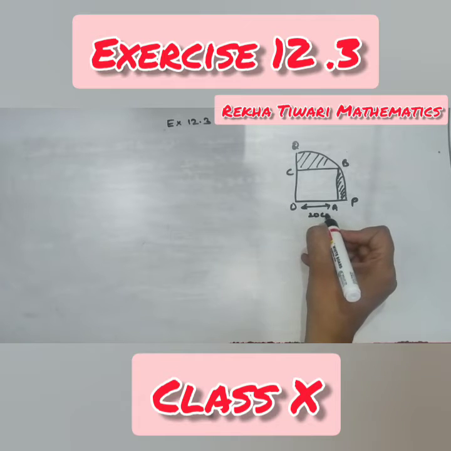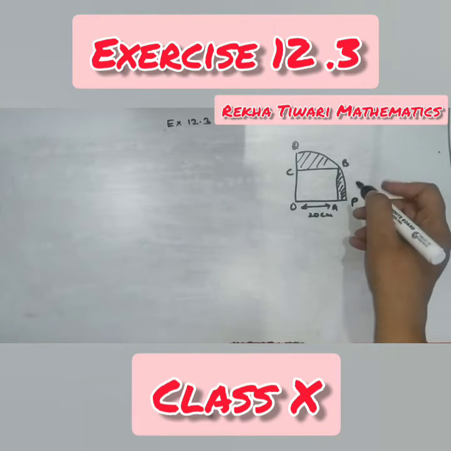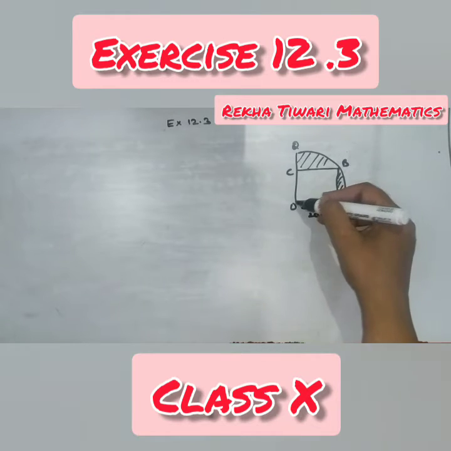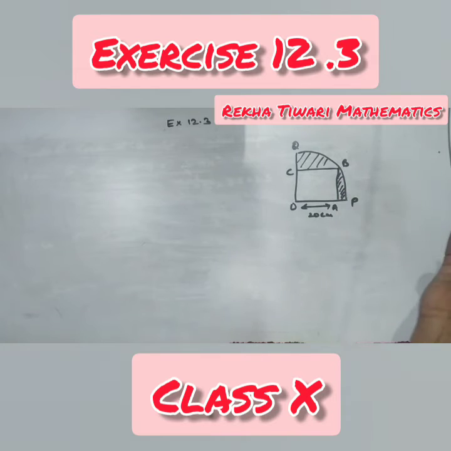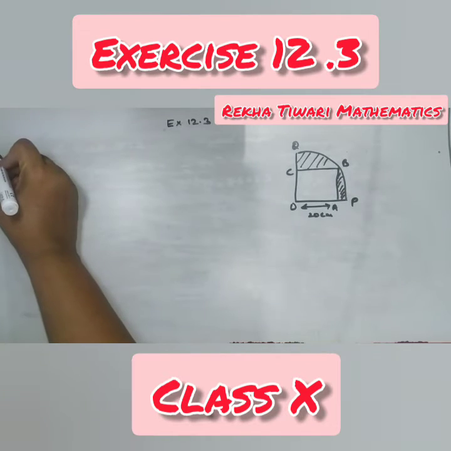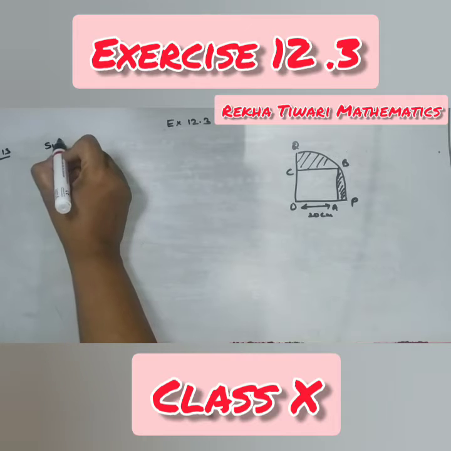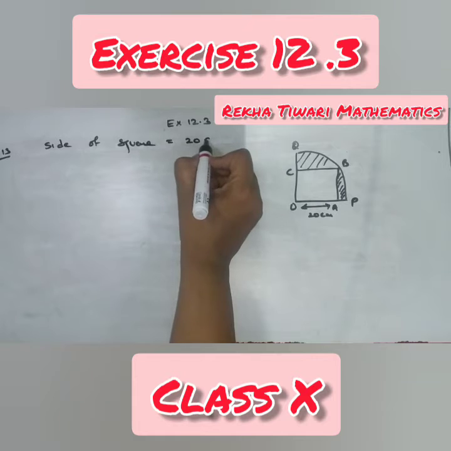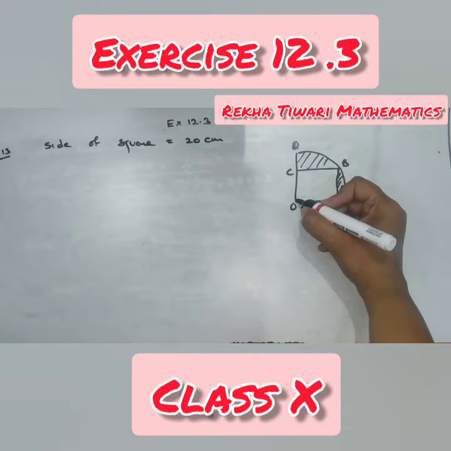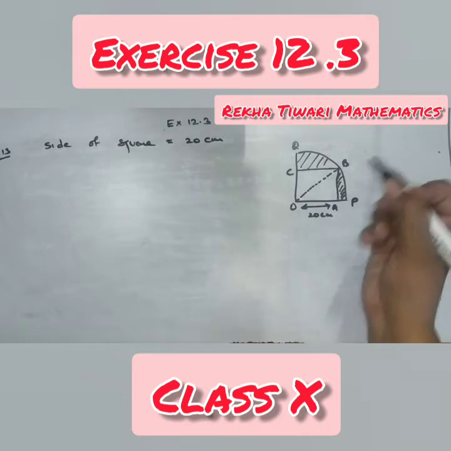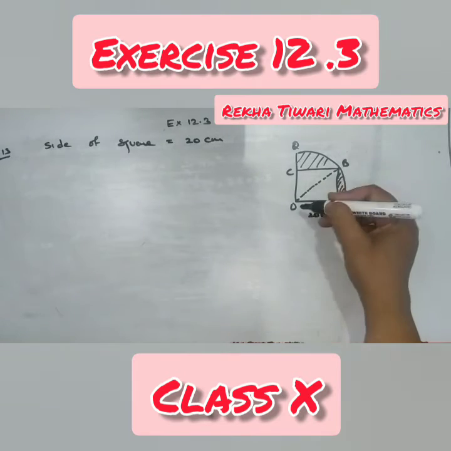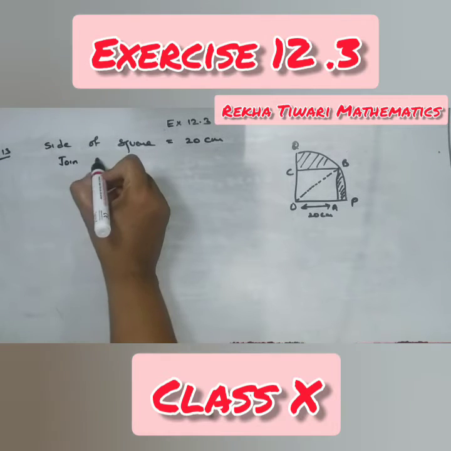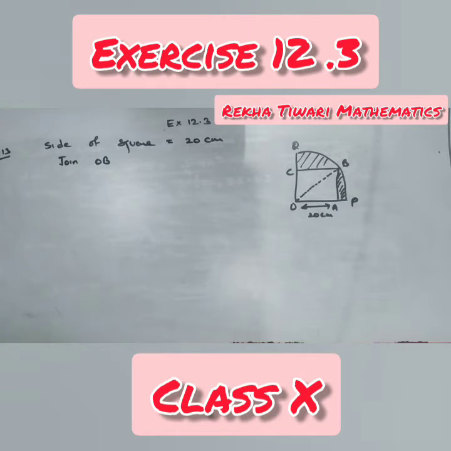This is 20 centimeter. Now in this question, the radius of the quadrant is not given. The radius of the quadrant is either OP or OQ. It is not given to us. What is given is the side of the square. Side of square is equal to 20 centimeter. Now look here. If I join OB, so OB also becomes the radius of the quadrant. So I have to join OB to find out the radius.